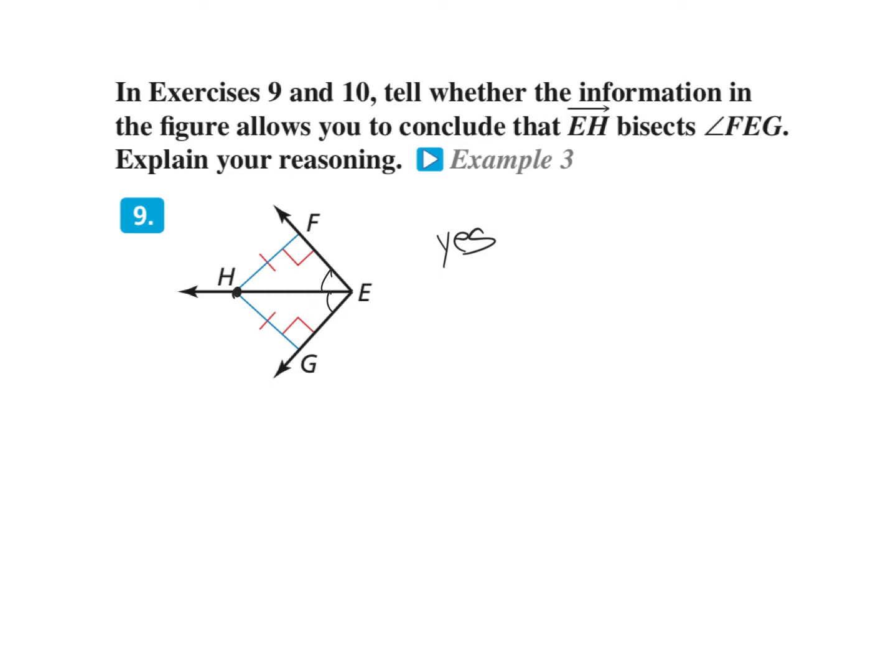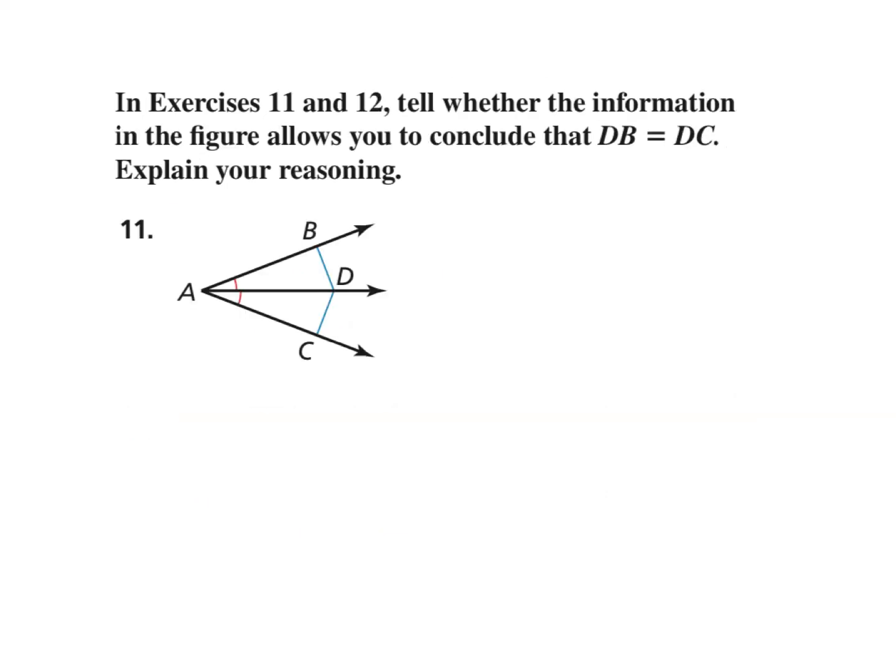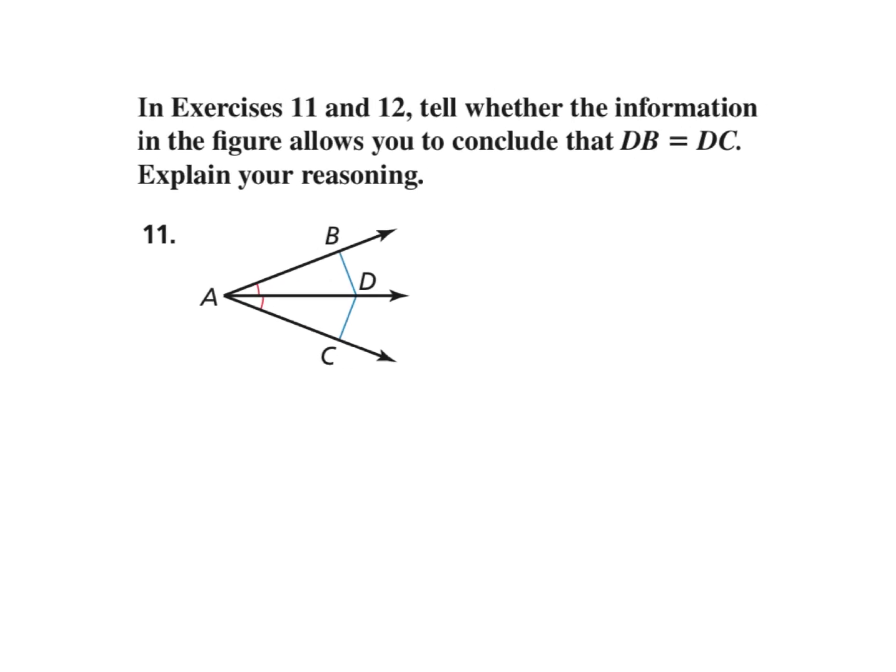All right, so let's look at the long answer I just gave. Okay, yes, because H is equidistant from EF and EG, so EH bisects the angle. That's the angle bisector theorem. Okay. Number 11, tell whether the information in the figure allows you to conclude that DB is equal to DC. So notice we have distances here. Can we conclude that DB is equidistant?